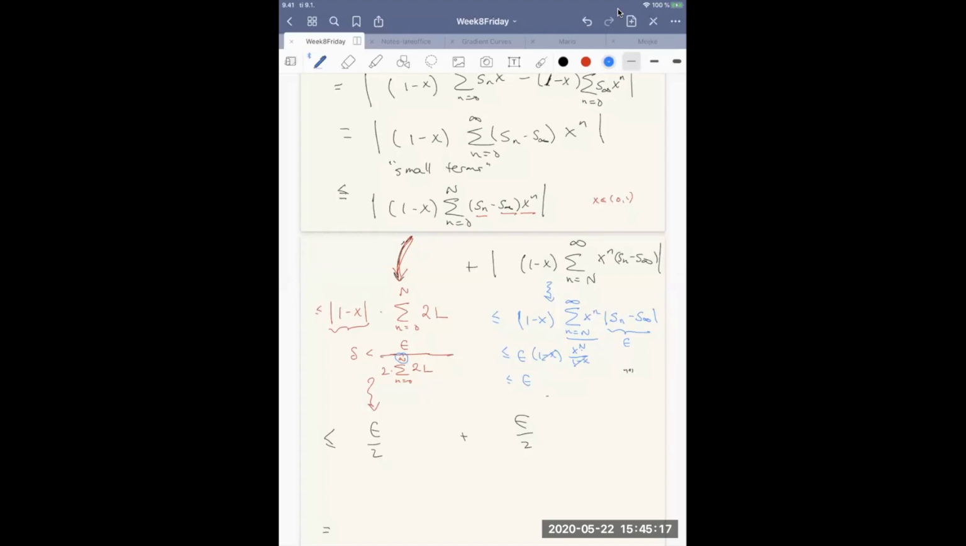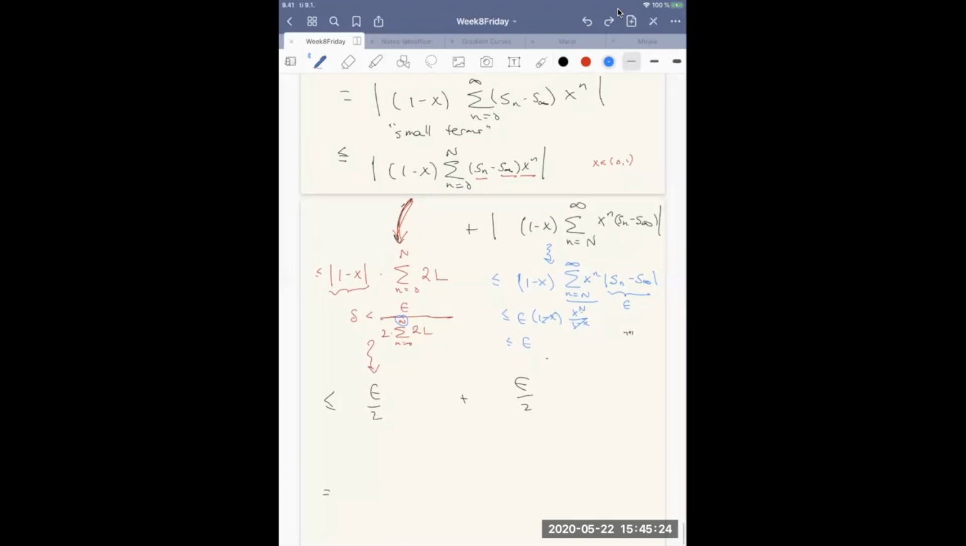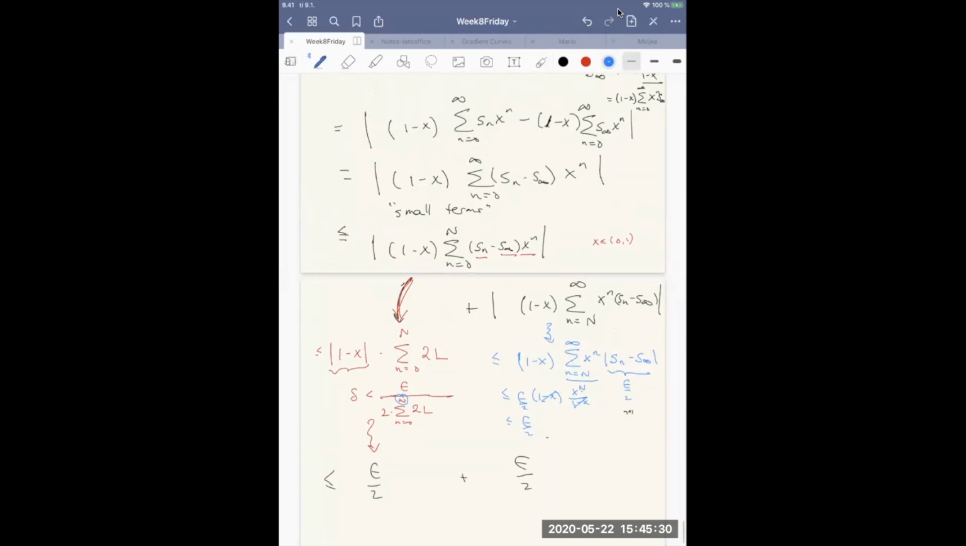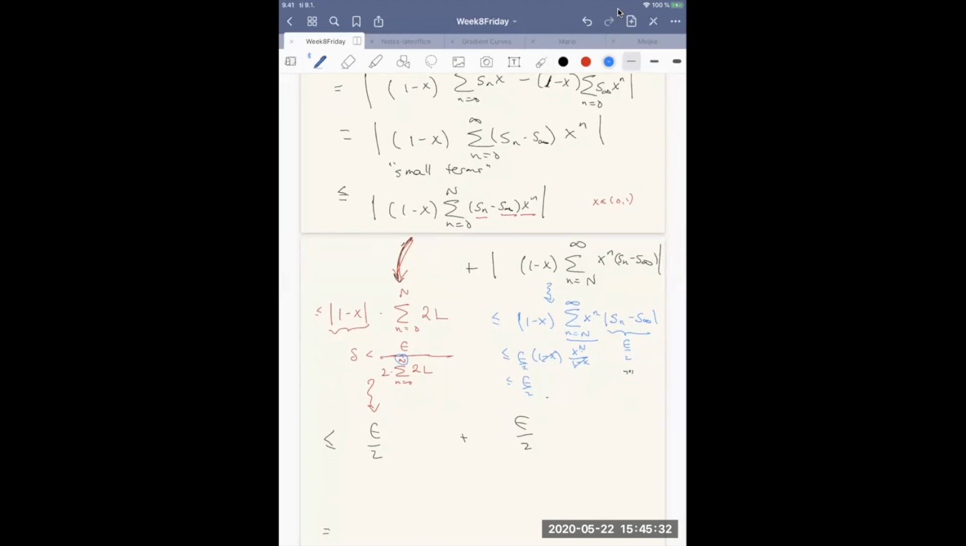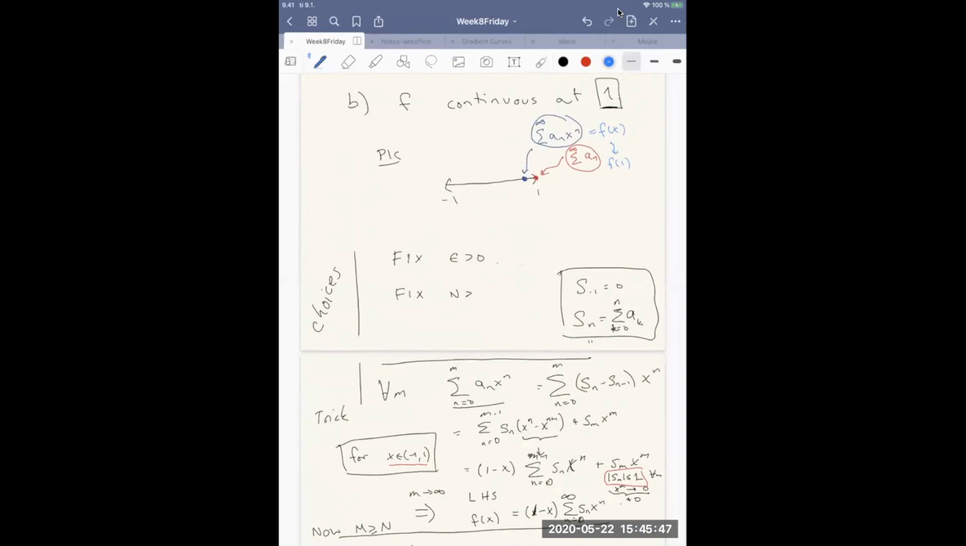Well, x is close to 1, so no x. So if we choose epsilon over 2 here, then we're good. Okay, so how do we get these choices? Well, here we use convergence of S_n, and here we use boundedness of the sequence, two different ways.